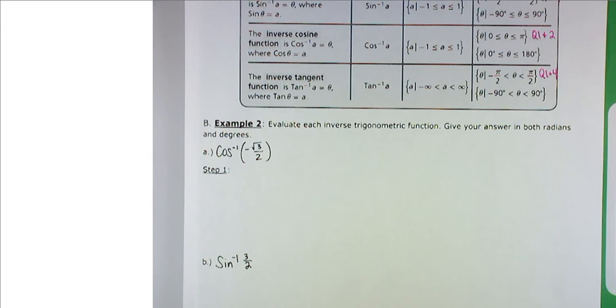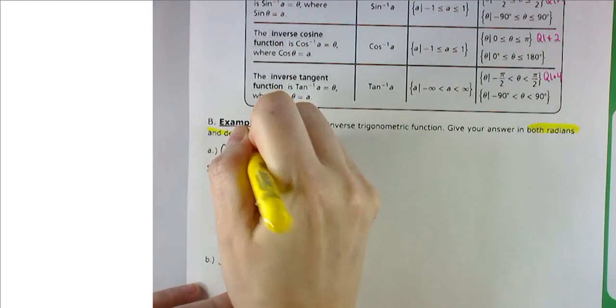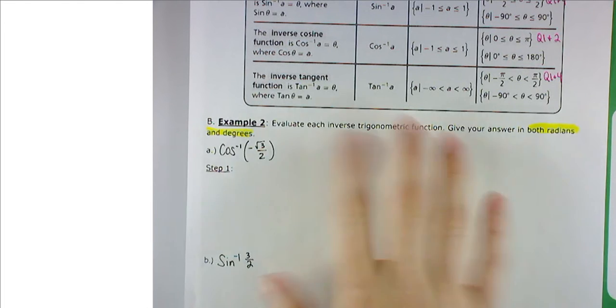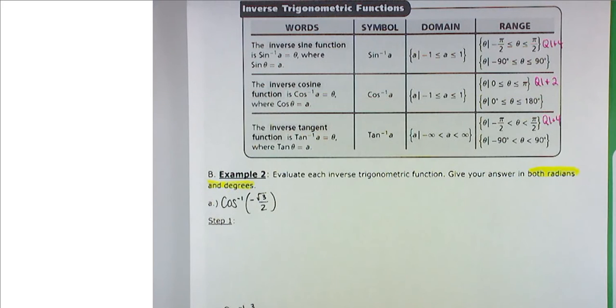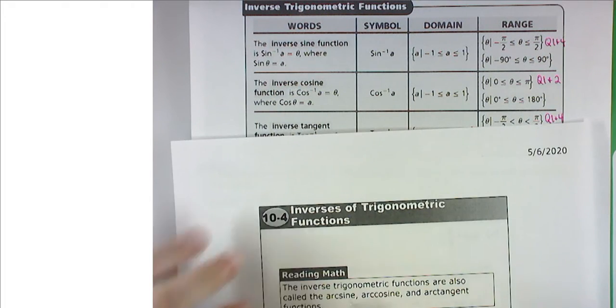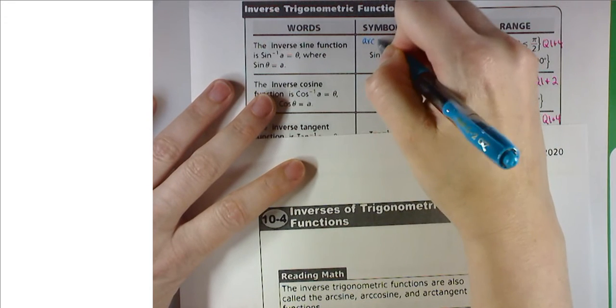Another thing you might notice here is that besides the inverse, sometimes you might hear them referred to as the arc sine. That's another way to say the inverse, the arc cosine, and then the arc tangent. Okay, so for this, again, you have the capital. So what we're going to do is find the value of theta.